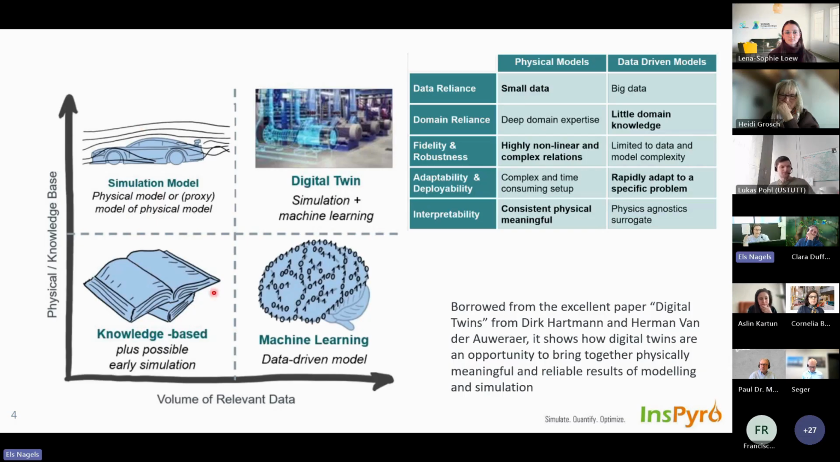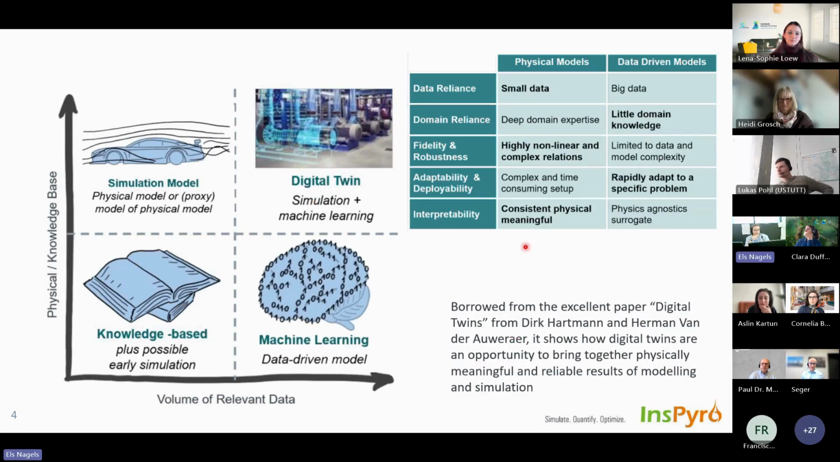You could also have the other situation where you have a lot of data, very limited physical insight, and then you come into the data-driven models. At the time, it was mainly machine learning. Nowadays, AI might be taking a place in this quadrant. And you already see it here. A digital twin is only relevant in situations where you have both available, where you have a good description of the physics of the system combined with sufficient data to learn from the differences. I'll go into that later.